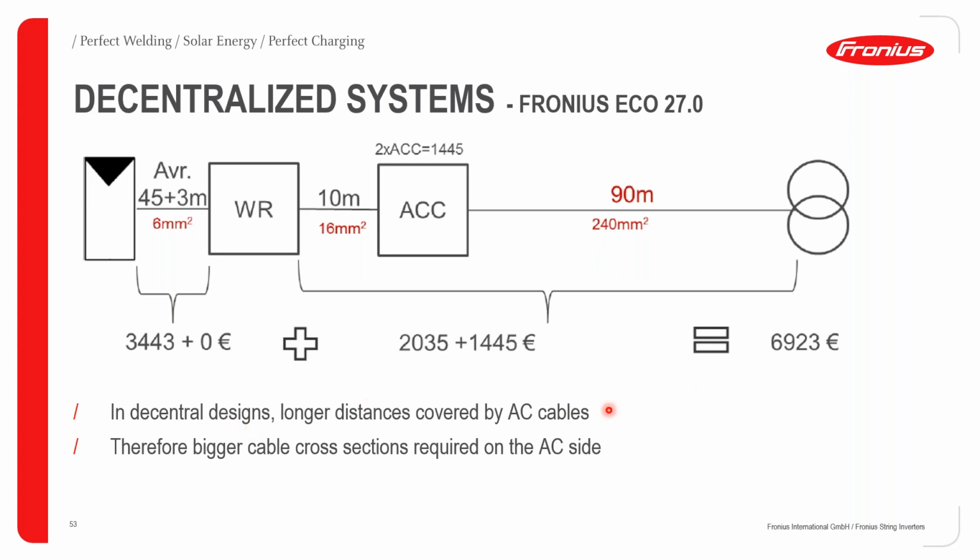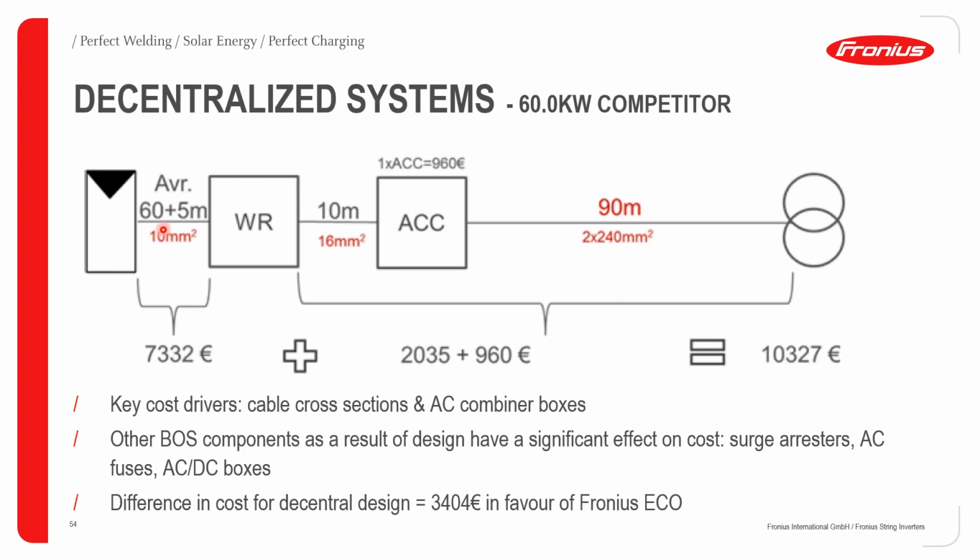So as already differentiated, we are covering a longer distance with the AC cables compared to the DC cable, and therefore bigger cross sections on the AC side will be required. So the total for the 2 sections will be 6,923 euros. And then looking at the competitor, with nearly the same factors, we are going to come to a cost of 10,327 euros for the 60 kilowatt competitor.